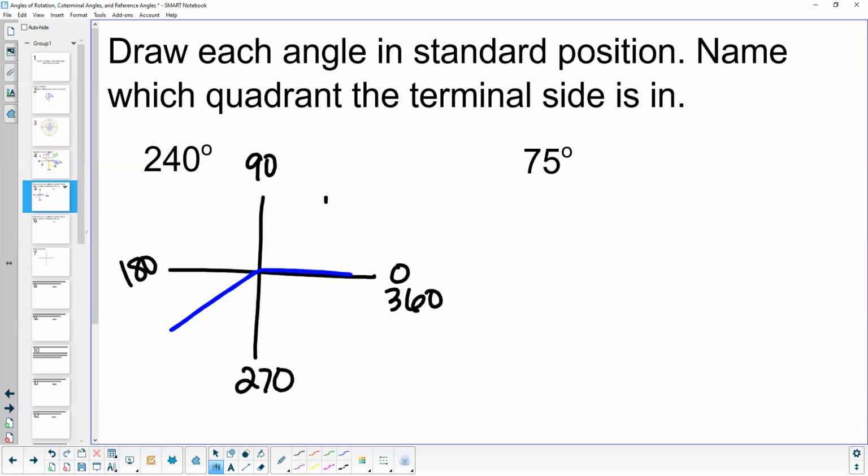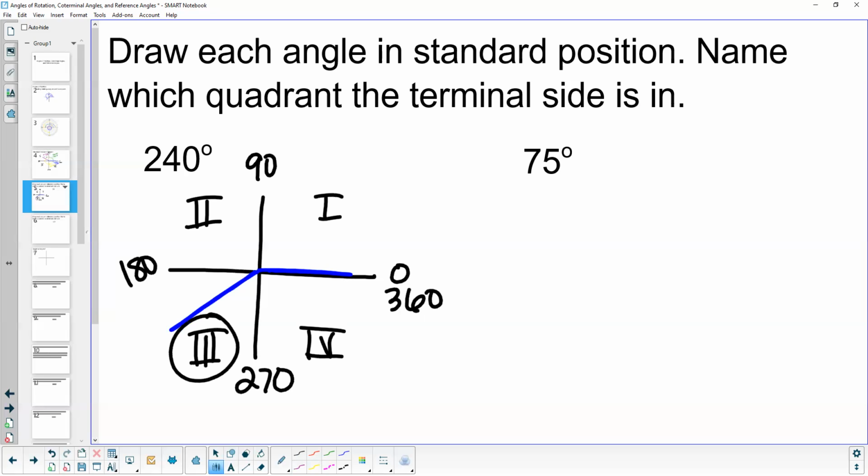And what quadrant is that? Well, this is quadrant 1, 2, 3, 4. So it will end up being in quadrant 3. Okay, so we can see, as long as we label those high points, that x-axis and that y-axis, then we can figure out what quadrant it's in.